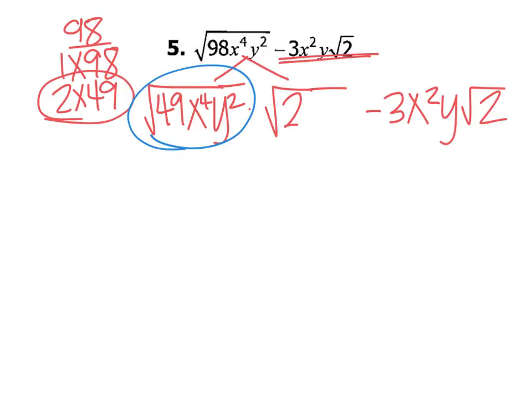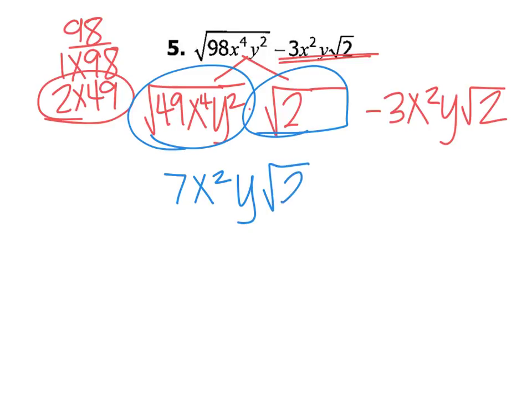Then take the square root of what you can take the square root of. So square root of 49 gives us 7. Square root of x to the fourth, 4 divided by 2 gives us x squared. Y squared, take the square root of that. 2 divided by 2 gives us y to the first power, or 1. 1y. Then we can't simplify this any further, so we bring down the rad 2. Minus 3x squared y rad 2.